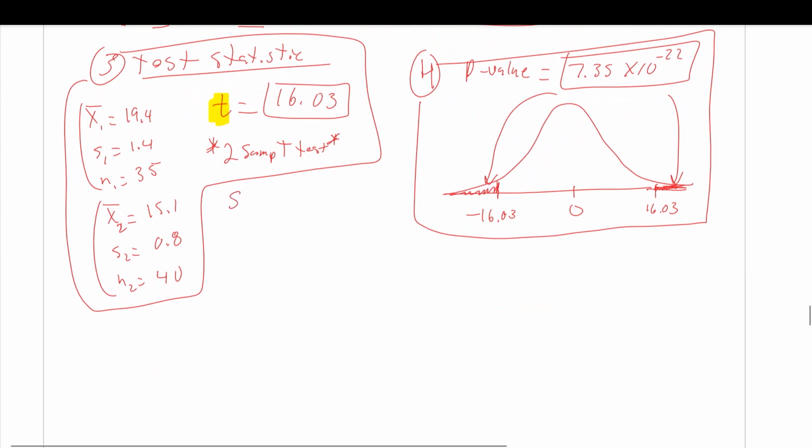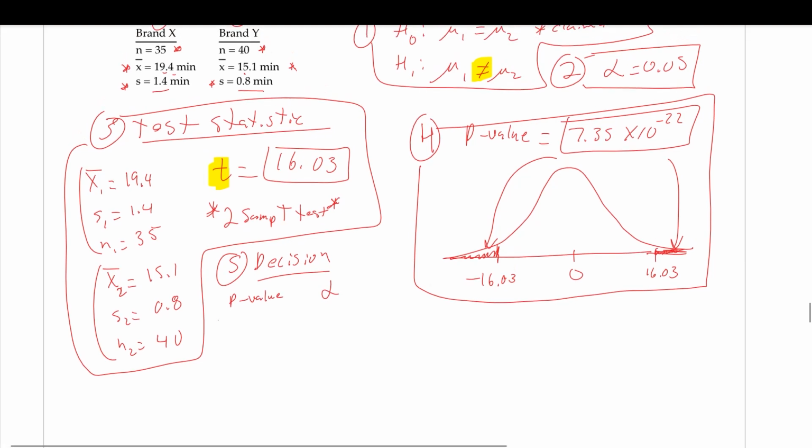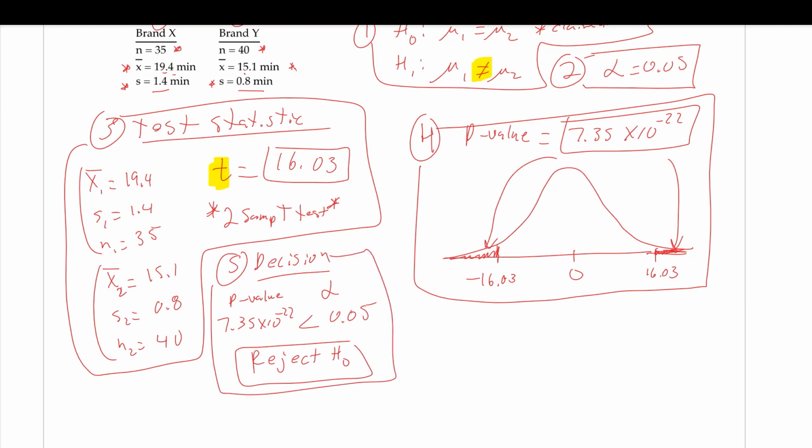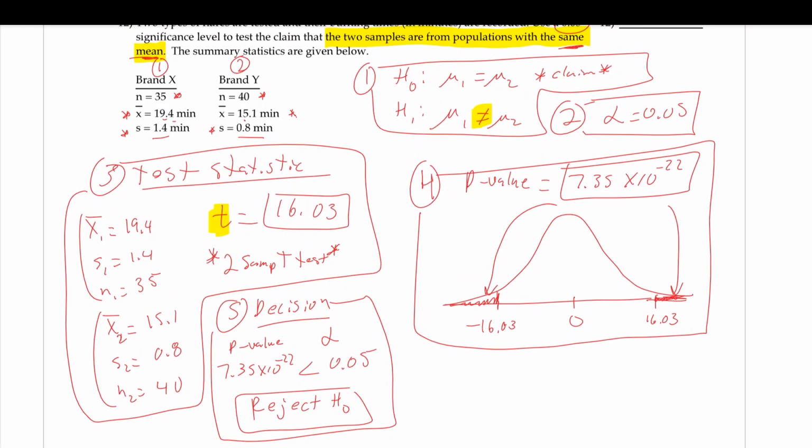Step 5, we make a decision. The decision is made to reject the null hypothesis by comparing the p-value to your significance level alpha. The p-value is 7.35 times 10 to the negative 22, which is much less than 0.05. So we're definitely comfortable in rejecting the null hypothesis because there's a very small chance of us being wrong in that decision. And in step 6, well, what was our claim statement? Well, we rejected the null hypothesis, which is the claim, right? So there is sufficient evidence to reject the claim that the two samples are from populations with the same mean.